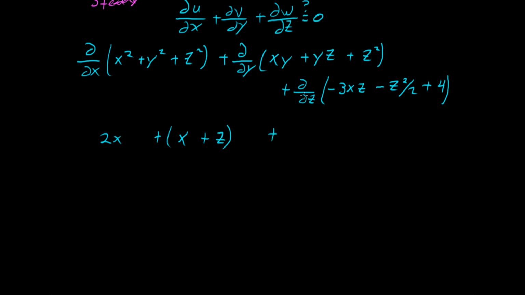Now we've got to take the derivative of this last thing with respect to z. So this first term here has a z on it, so that's a minus 3x. This second term is z squared over 2, so that's minus 2z over 2, which you can recognize as just a z. And then this 4, the derivative of that with respect to z is 0. And all of this, what we're wondering is, does it equal 0?